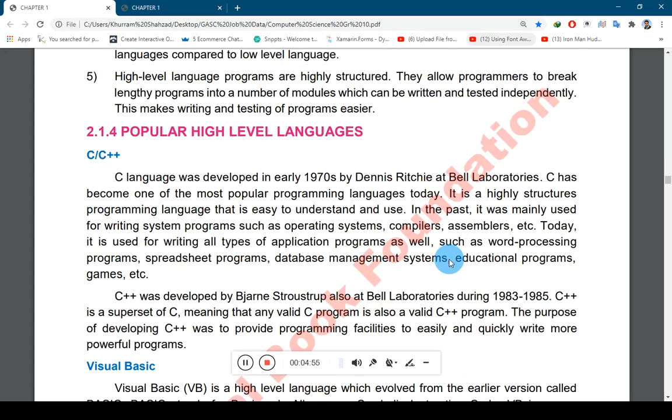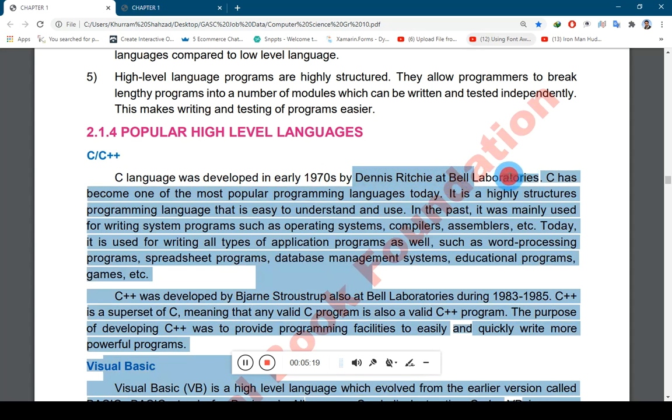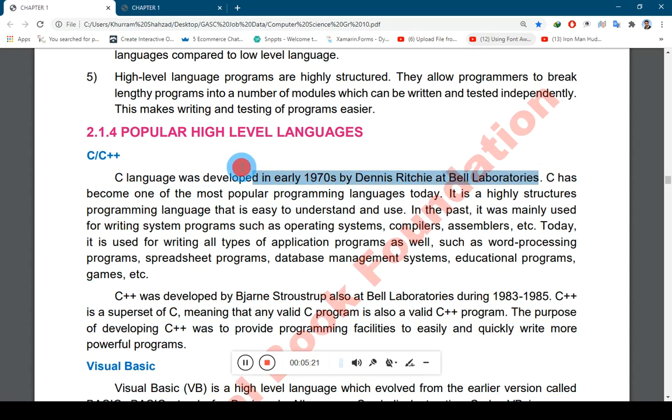Now our today's topic is popular high level languages. In the popular high level languages, the first one is C and then C++. C is the most famous language of the past, then C++. We will go for C. C language was developed in the early 1970s by Dennis Ritchie at Bell Laboratories. You have to remember this line very clearly because this will be in your examination.